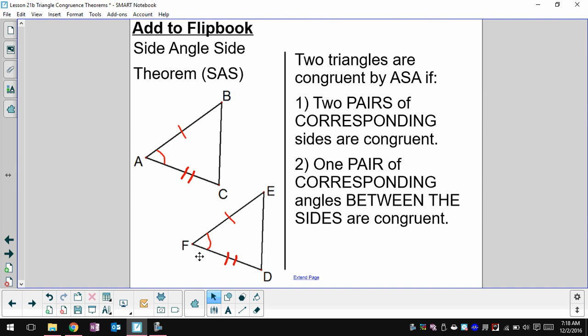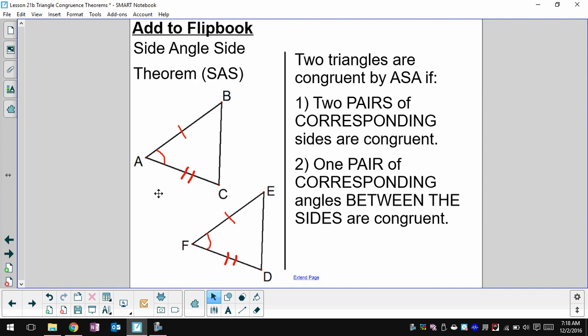Another one to add is the side-angle-side theorem. So now I have two pairs of congruent sides. I have AB and EF. I have AC and DF. And then the angle that's formed by those pairs of sides, so the angle between the sides, angle A and angle F, are congruent. Then I have the side-angle-side theorem. And without knowing anything else about these triangles, I can say that they're congruent to each other.